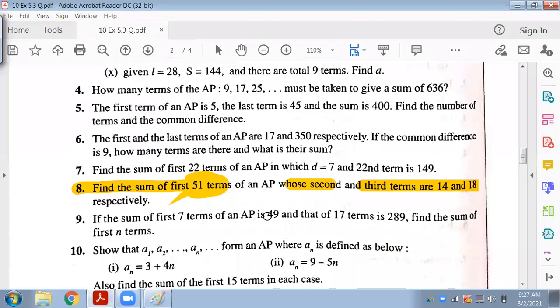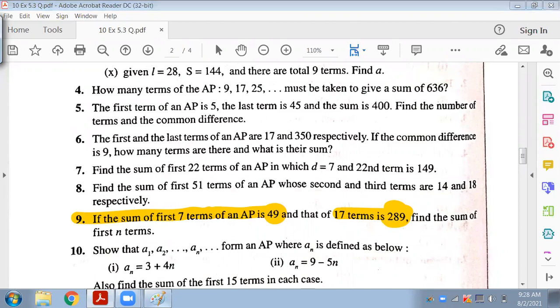Question number 9. If the sum of the first 7 terms of an AP is 49 and that of 17 terms is 289, find the sum of first n terms. Here we don't know the first term or the common difference, but we know the sum of 7 terms is 49 and the sum of 17 terms is 289. We are going to use that to find A and D, then we are going to find the sum of n terms.